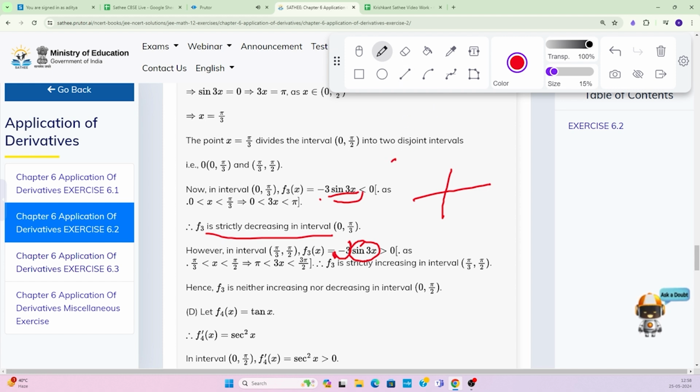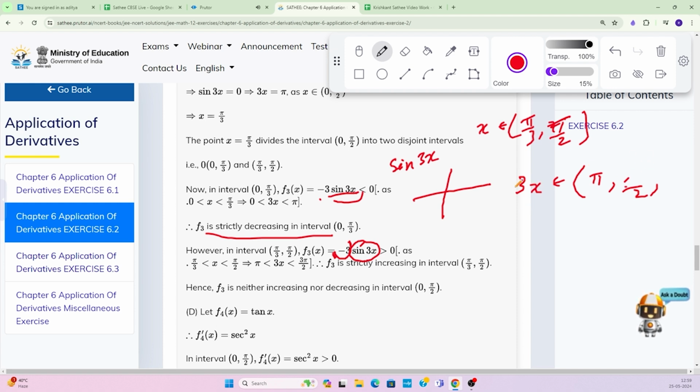Once again, let me see. So sine 3x, and x belongs to where to where? x belongs to pi by 3 to pi by 2. This means 3x must belong to where to where? 3x must be pi to 3 pi by 2.